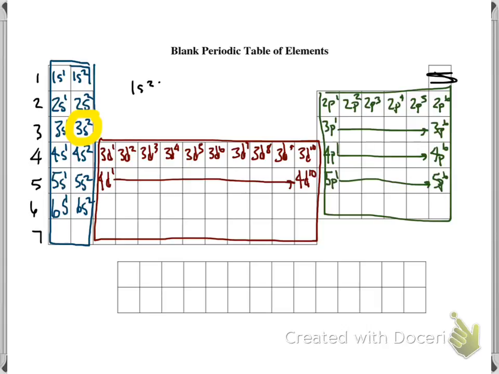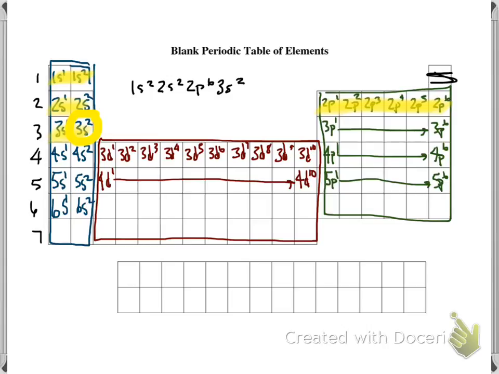So for example, I'm going to go 1s2, 2s2, 2p6, and then 3s2. Okay? And that's all I have to do. So in order to get to that spot, I had to pass 1s2, 2s2, 2p6, 3s2. Hopefully you find that a little bit easier.